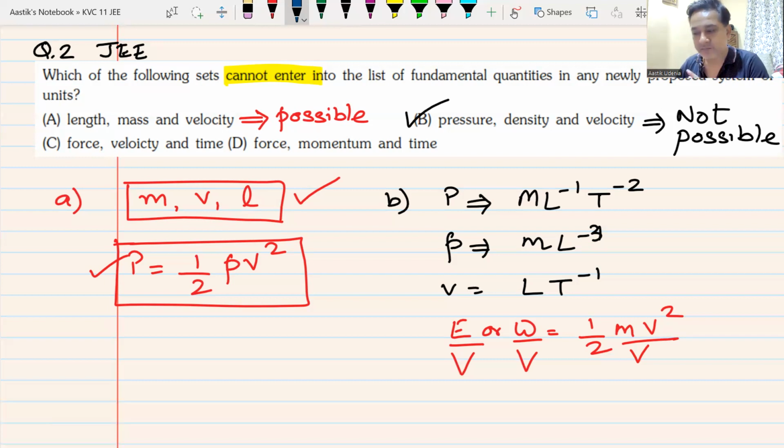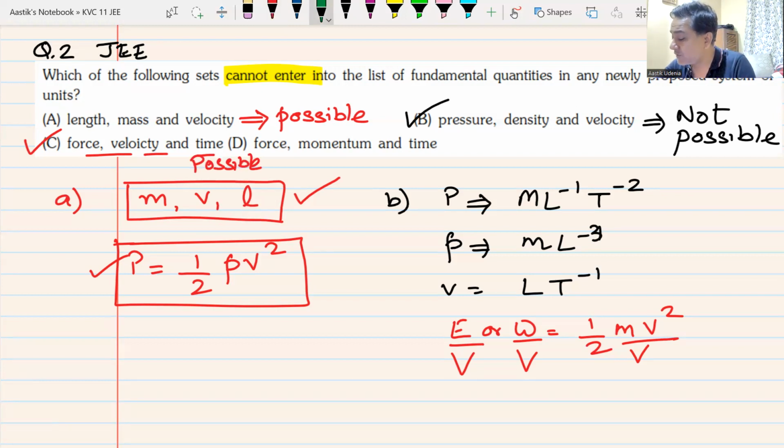Anyways, let us move on to the third option. Option C, force, velocity, and time. Can you get force from velocity and time? This is simple to understand. Can you get time from force and velocity? Yes or no? Force, velocity, and time, these three quantities. Can you derive force from velocity and time? You cannot derive this, and therefore this system is definitely possible. So option C is possible.